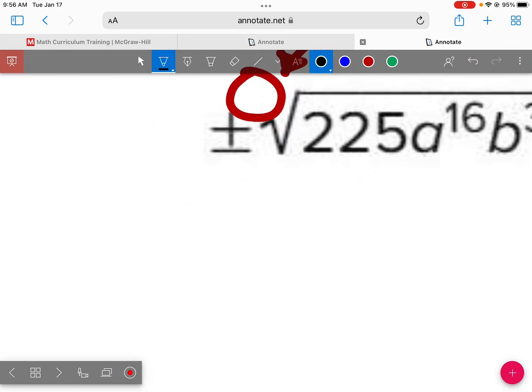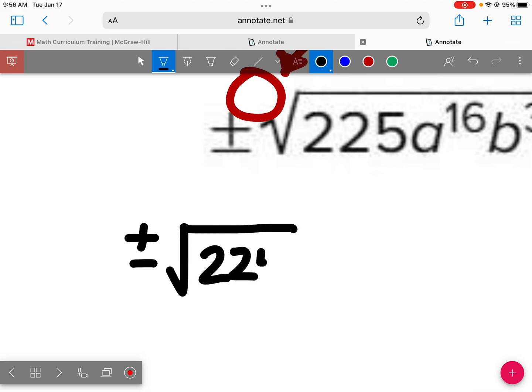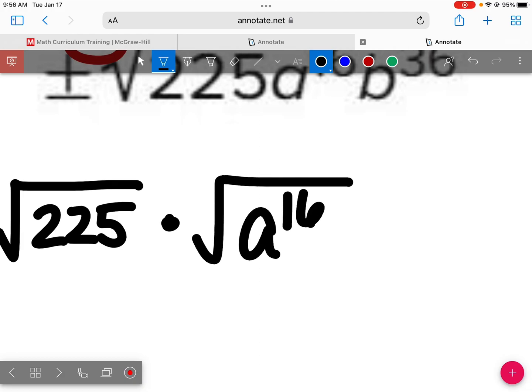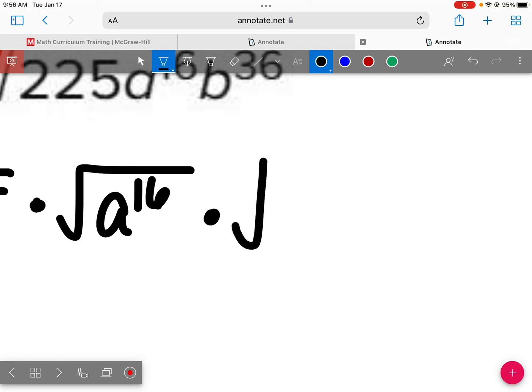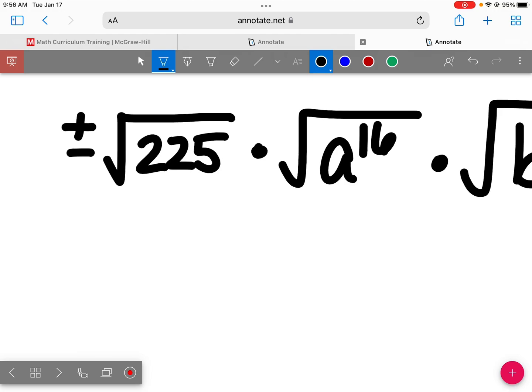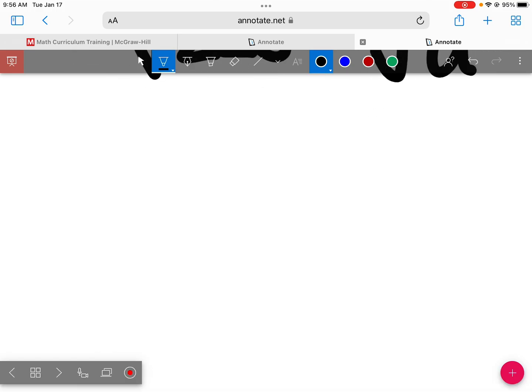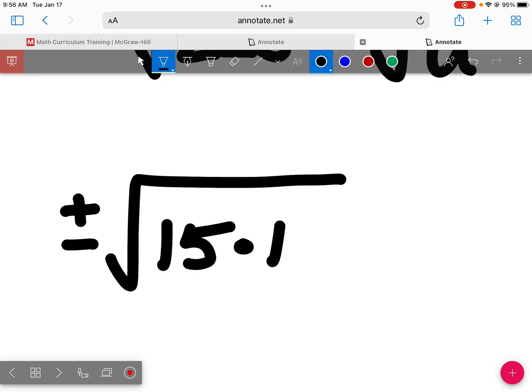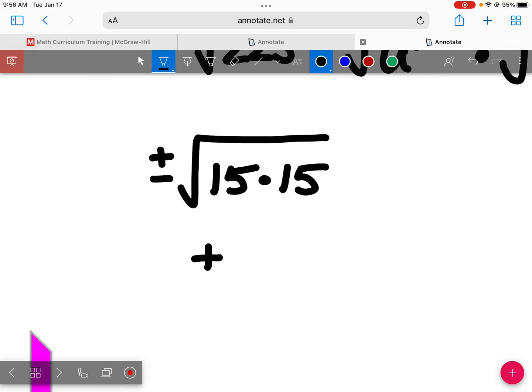So I'm going to split this up into multiple radicals. So I'm going to have plus or minus the square root of 225 times the square root of a to the 16th times the square root of b to the 36. Square root of 225, is this a perfect square or not? It's a perfect square. It is what times itself? 15 times itself. So plus or minus the square root of 15 times 15. So this is plus or minus 15.